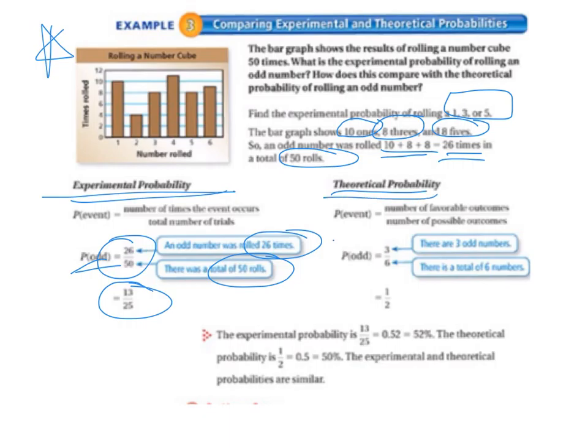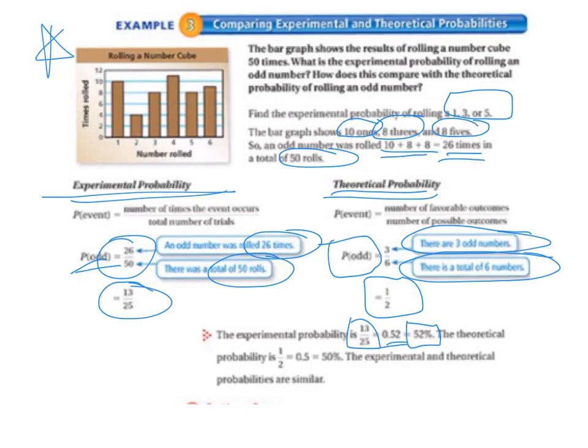And let's look at the theoretical probability. The probability of rolling odd was 3 out of 6. There are 3 odd numbers, and there are a total of 6 numbers, which is 1/2. So the experimental probability is 13/25, which as a decimal is 0.52, as a percent is 52%. So the theoretical probability is 1/2, 50%.